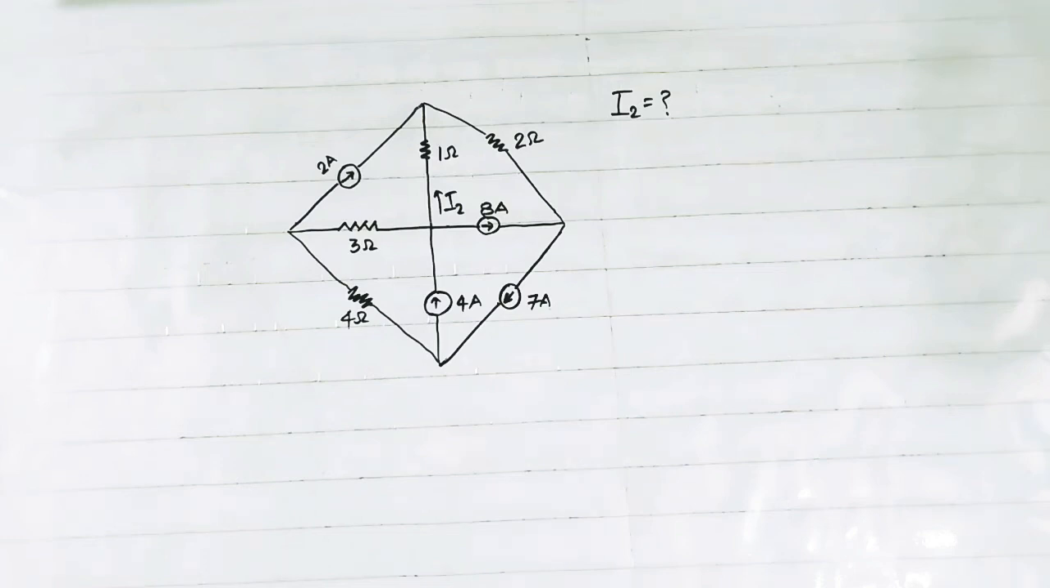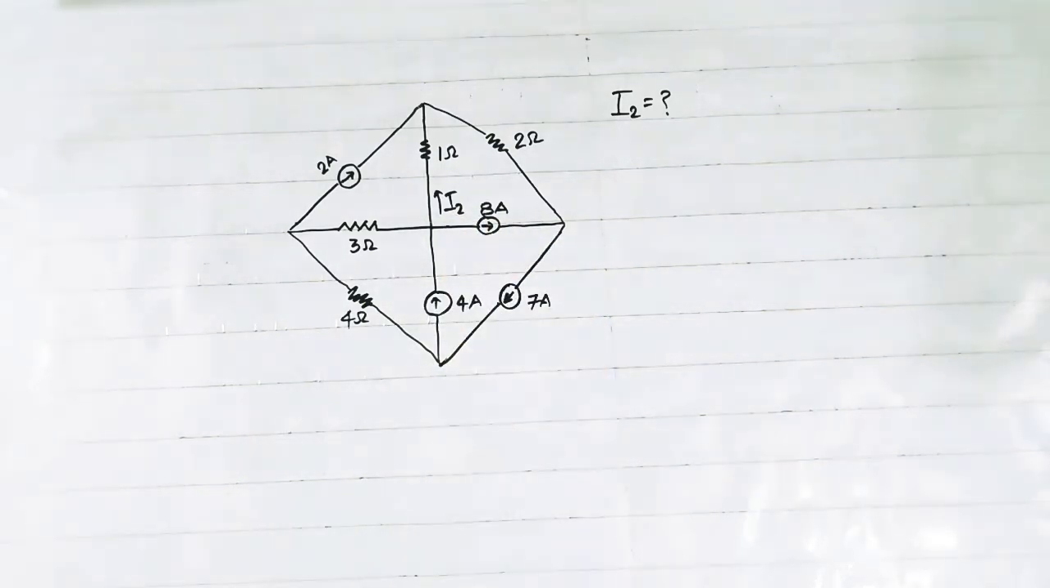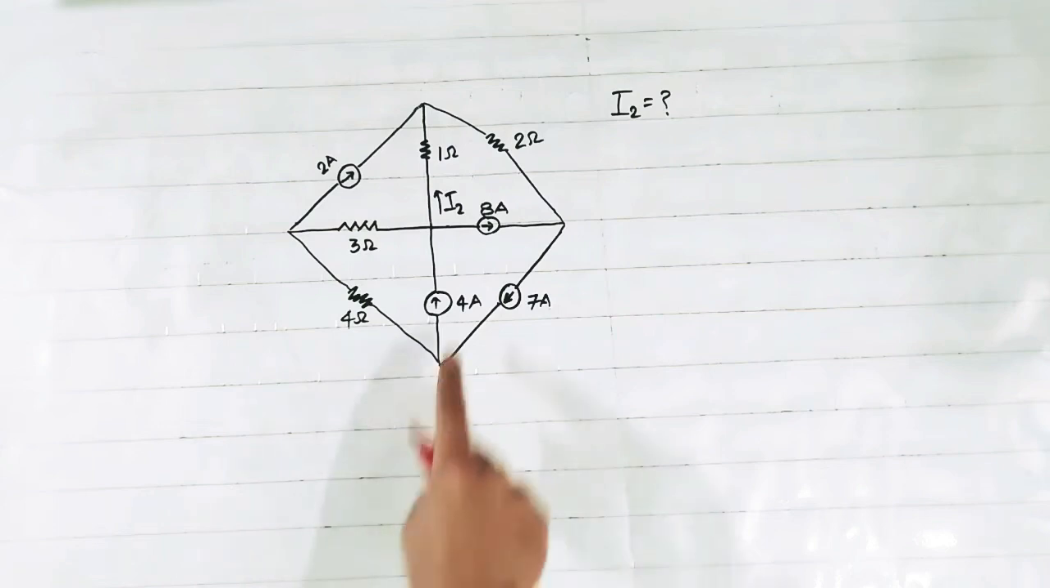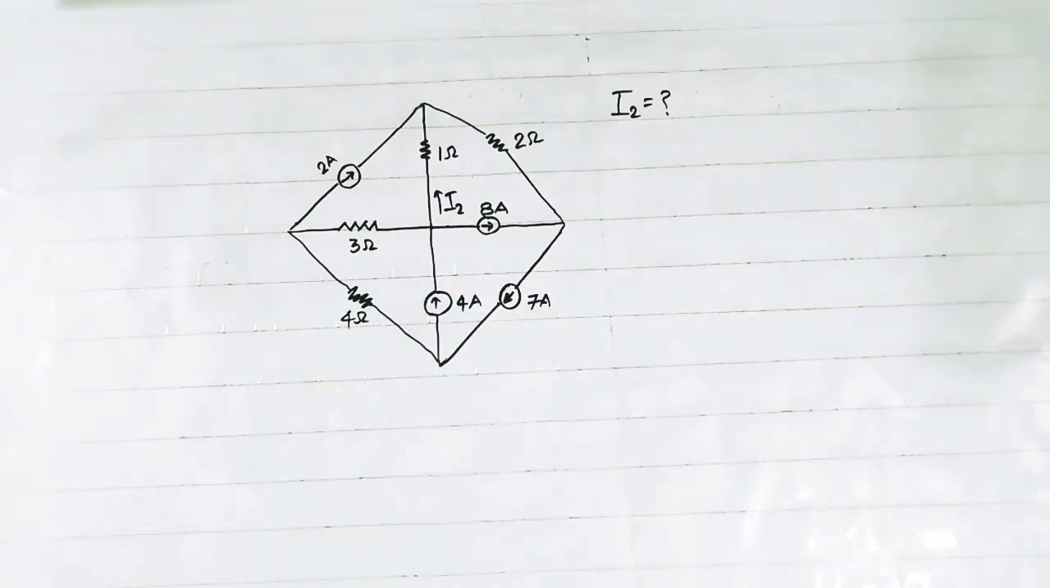Now see this question. In this question we have to find the current I2. This is a very basic question of Kirchhoff's current rule. See how we can easily solve this question. Here this is 8 ampere current source and this is 7 ampere current source in this branch.